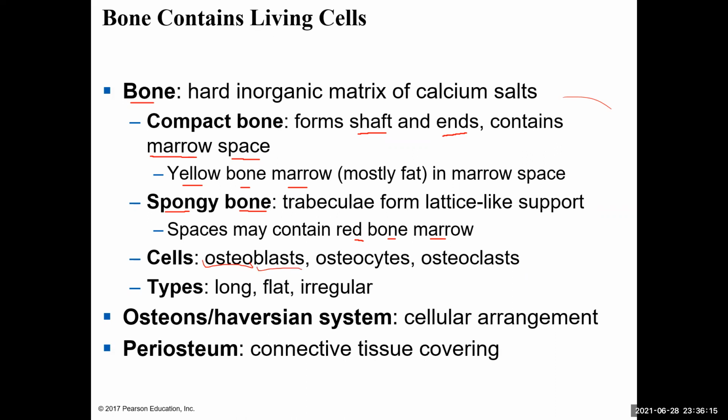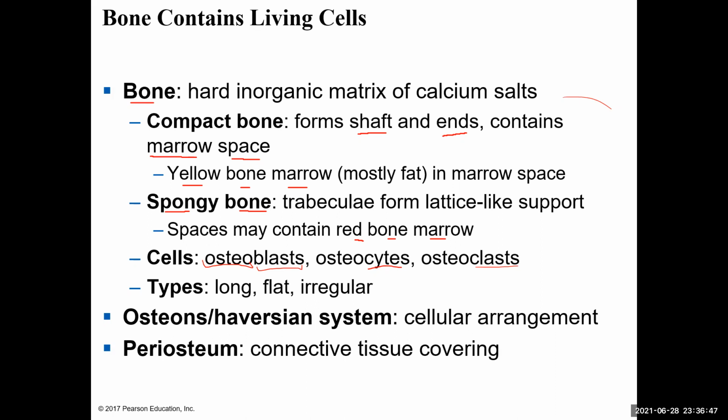Blasts are basically immature cells, so you can think of osteoblasts as immature bone cells, and cytes are your mature cells. So your osteocytes are your mature bone cells, and then clasts are what break down bone. So osteoclasts are cells that will break down and dissolve those components of the bone, especially when you're remodeling and reshaping bones.